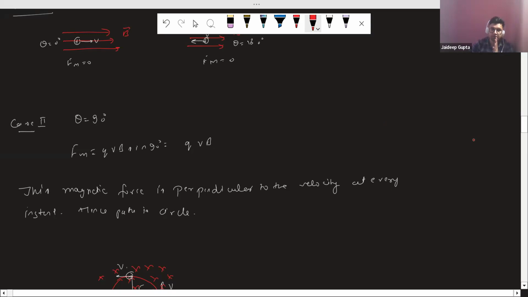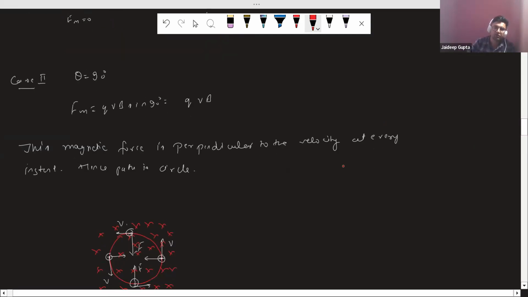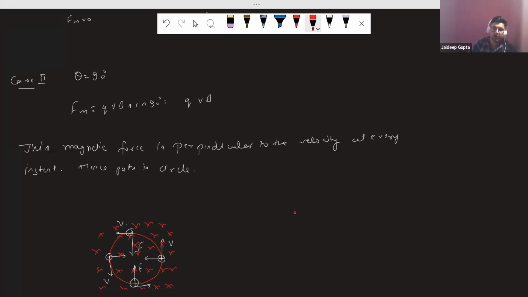When a particle enters the magnetic field perpendicular to it, then the path will be circular. It means that the magnetic field is into the plane and a particle enters at an angle of 90 degrees with the magnetic field, then the path will be circular.